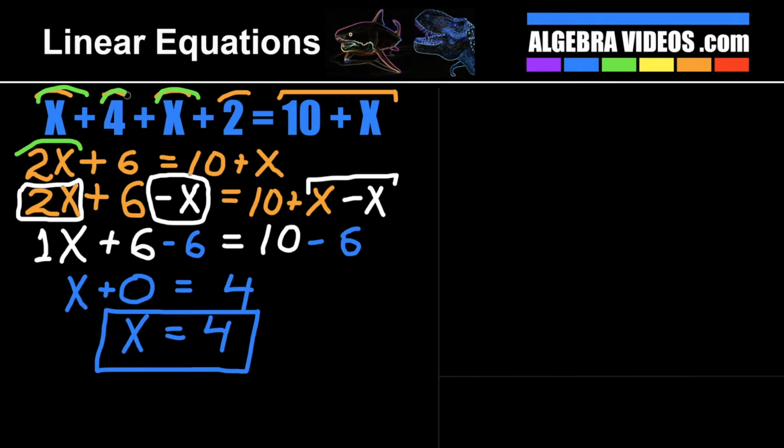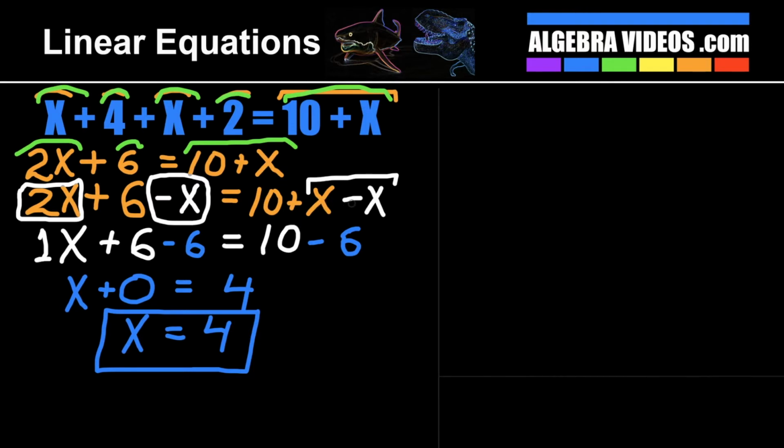The 4 plus 2 was combined to be 6. And then the right side of the equation, we just left it unchanged. The 10 plus x, at least in the first step, we left that unchanged and just rewrote it. And then we subtracted an x from both sides. We can do anything we want to both sides of an equation as long as we do the same thing to both sides. And that's how we got rid of the x on the right side.